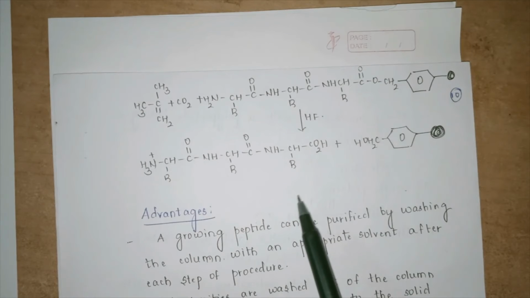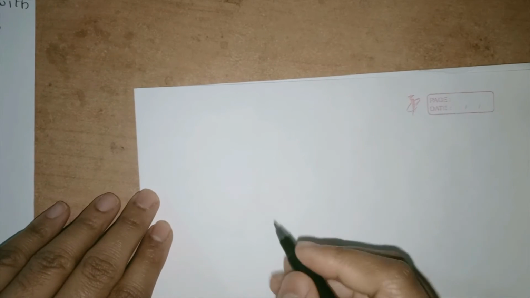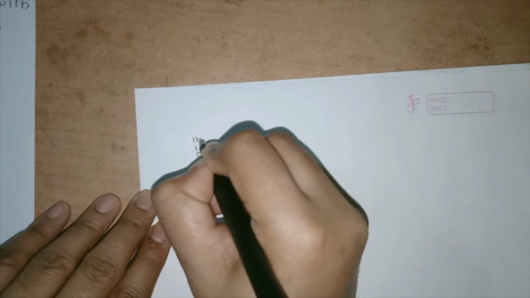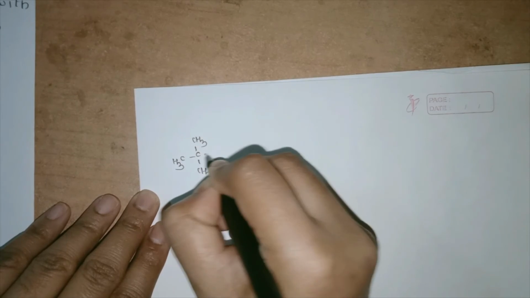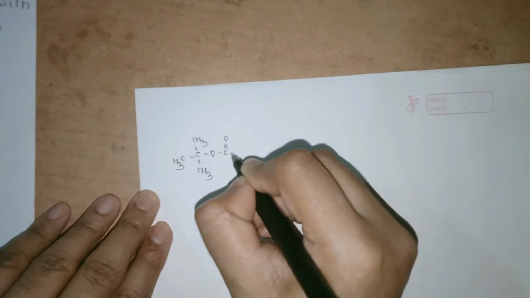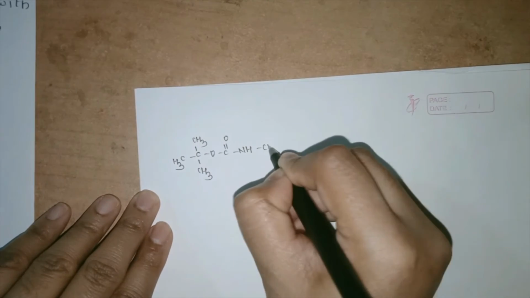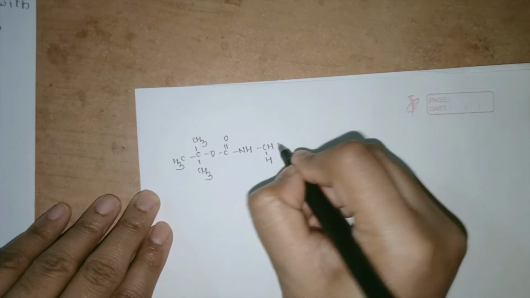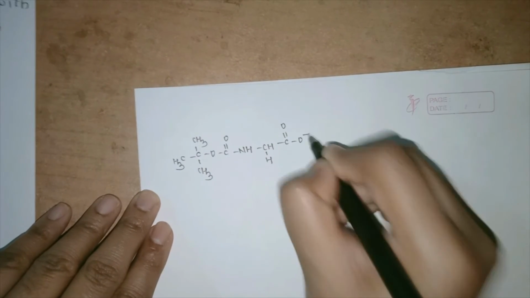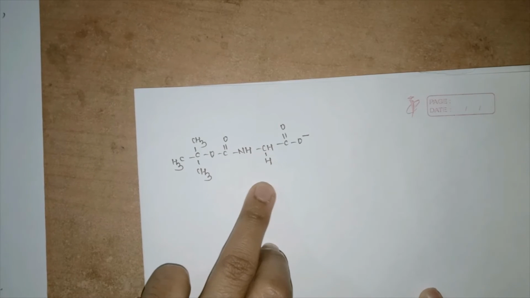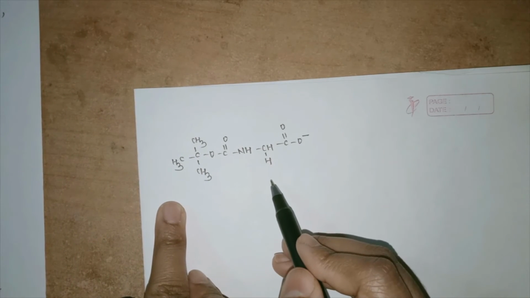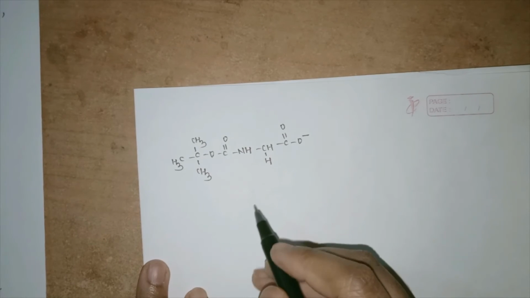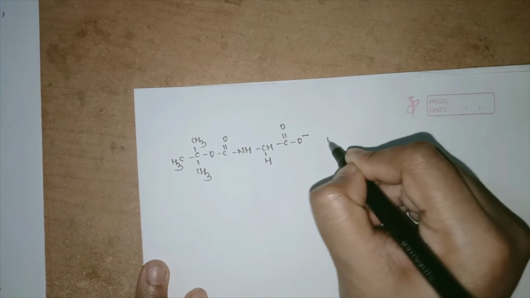Now let us understand this by a proper reaction. Now let us write a C-terminal protected system. So what is a C-terminal protected system? That is the TBOC system. Here I am writing a glycine which is an N protected system. Now my glycine system that I am writing here is already N protected by the TBOC system.